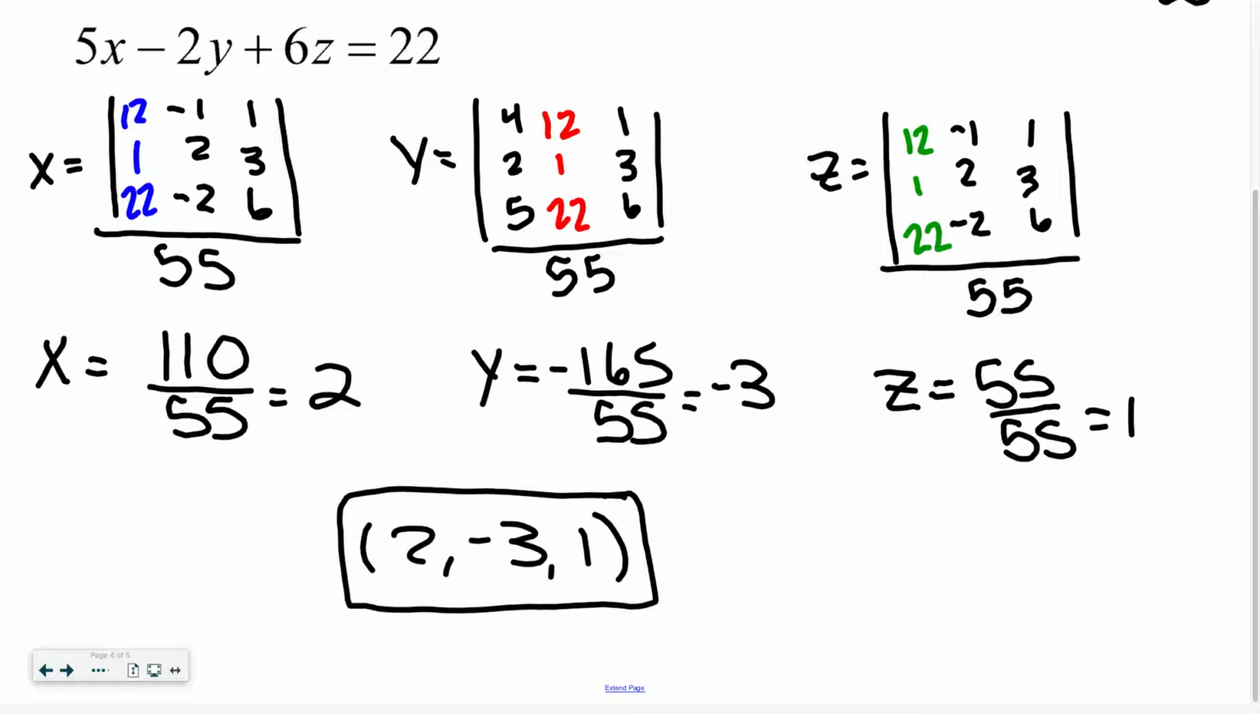Then you'd only have to really do 3. Do the one for x, do the one for y, or whichever two you want, and then find the third missing variable. Any questions or concerns?